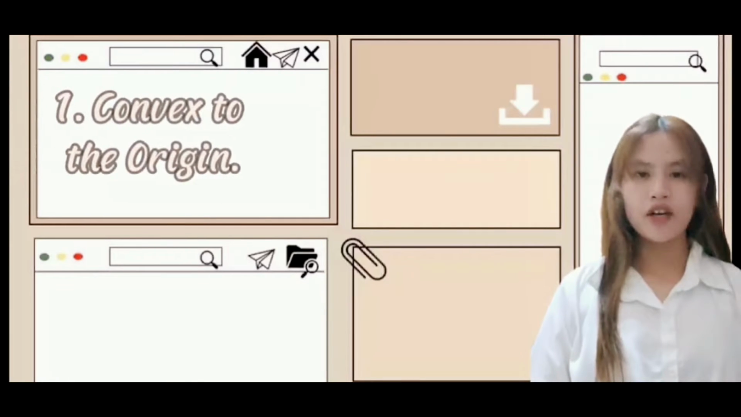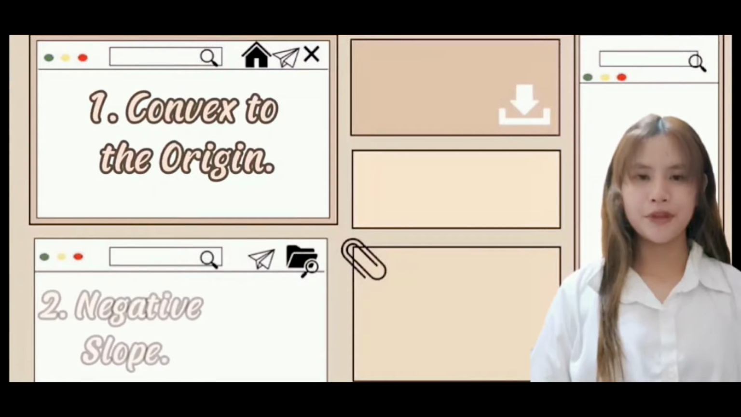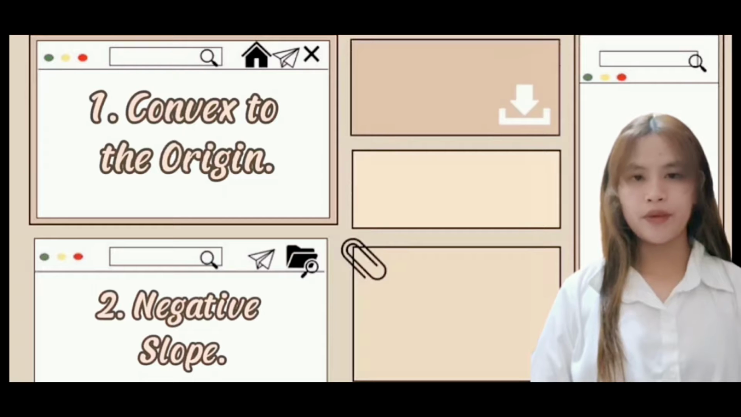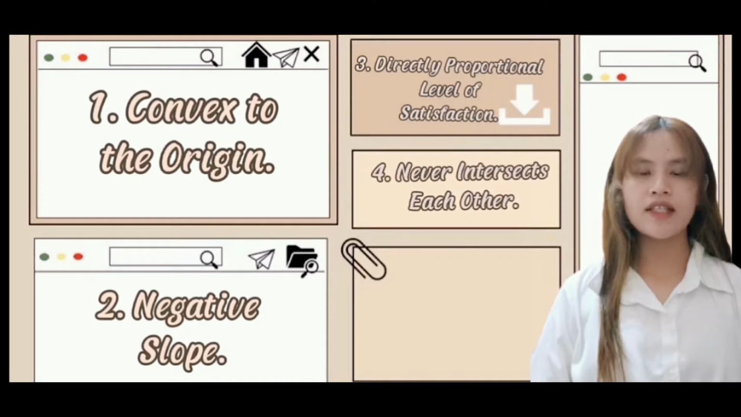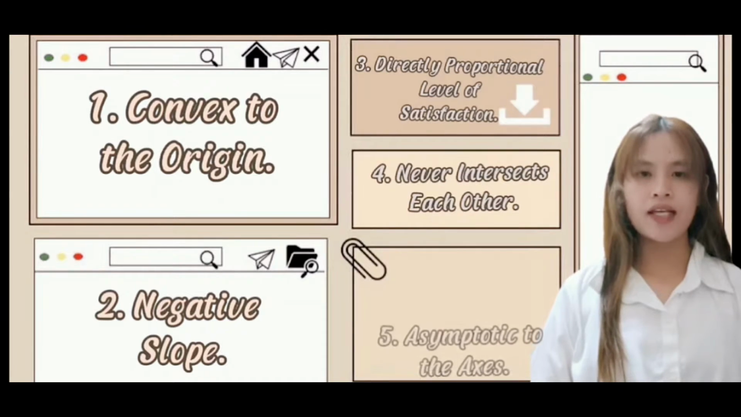Number 1. Convex to the origin. Number 2. Negative slope. Number 3. Directly proportional level of satisfaction. Number 4. Never intersects each other. Number 5. Asymptotic to the axis.